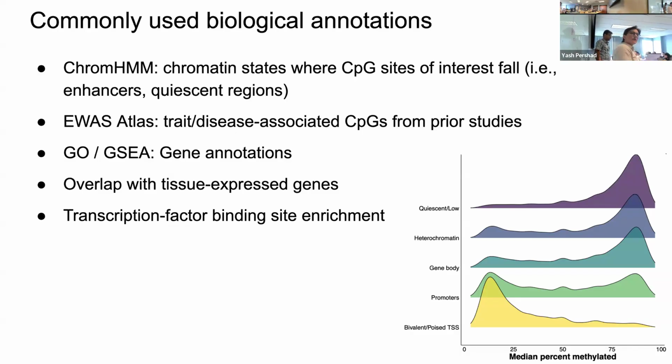So on the bottom here, this is just showing that the baseline methylation that we expect across the genome differs by genomic context, right? There should be very, very low methylation in promoters, in enhancers. Enhancers are a little more flexible in general. And then in quiescent regions, heterochromatin regions, those are typically going to be really highly methylated.